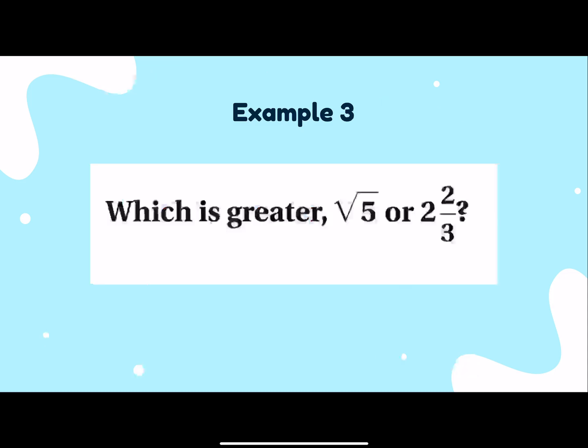Okay, then I've got which is greater, the square root of 5 or 2 2/3. So anytime I am comparing two things like this, what I'm going to do is turn them both into decimals. So the square root of 5 is 2.236067 blah, blah, blah, blah. And then I've got 2 2/3, and if I want to turn that into a decimal, I just use the button on my calculator that does that for me.